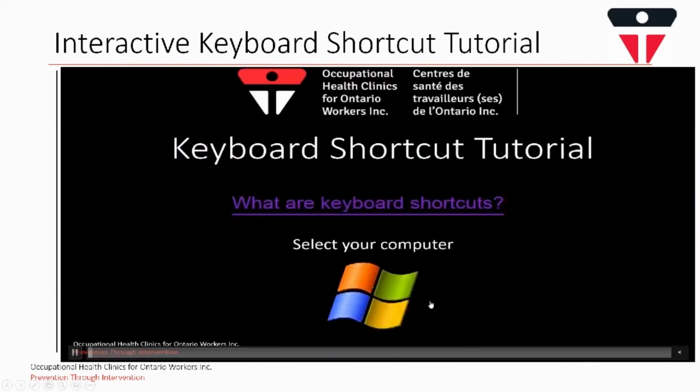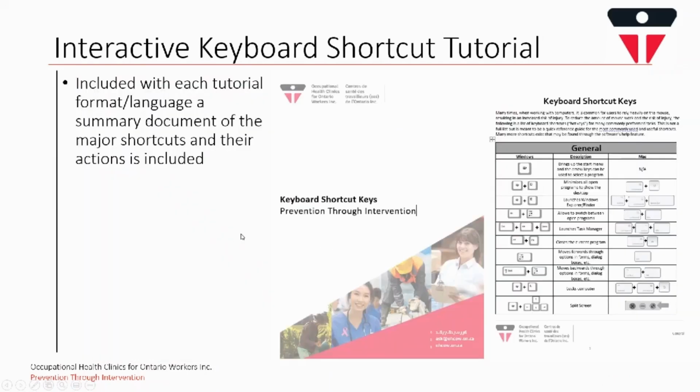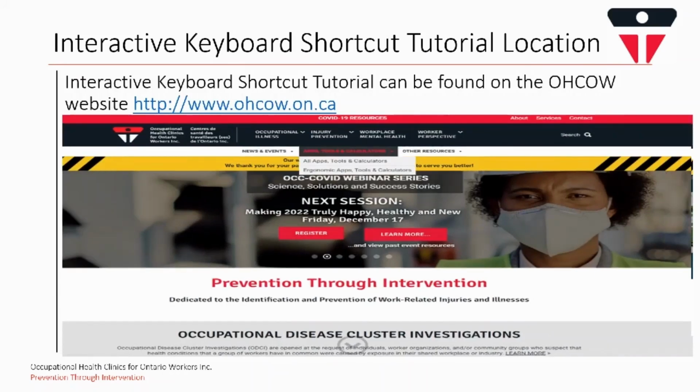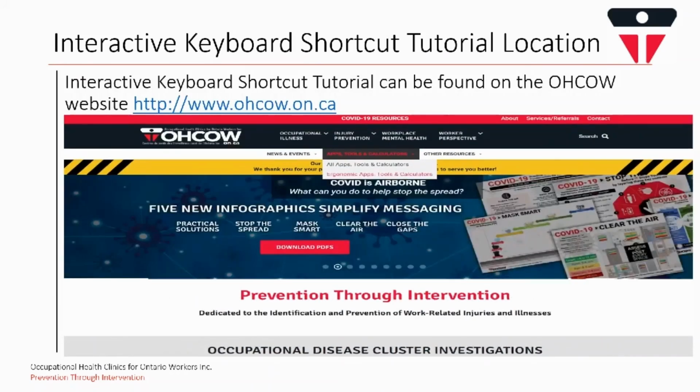Now, included with each tutorial is a language-specific summary document for the major shortcuts, and their actions are also included within it. Again, the keyboard tutorial can be found on the OHCOW website by going to Apps, Tools, and Calculators, Ergonomics, Apps, Tools, Calculators, and then selecting the tool itself.